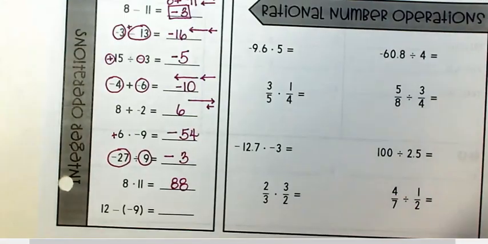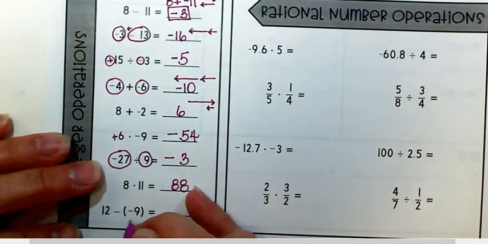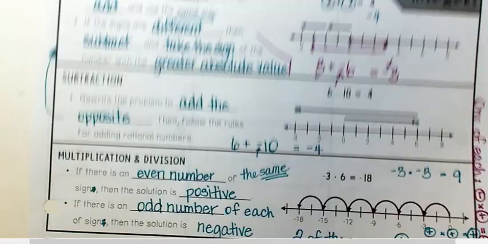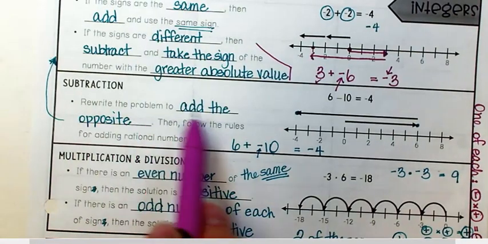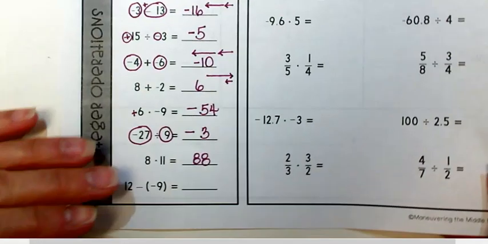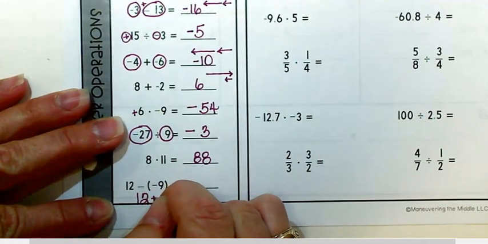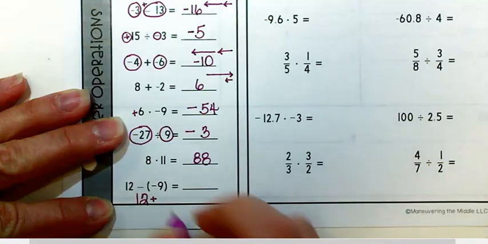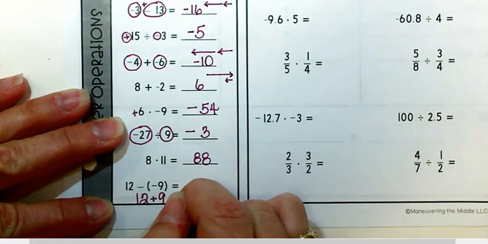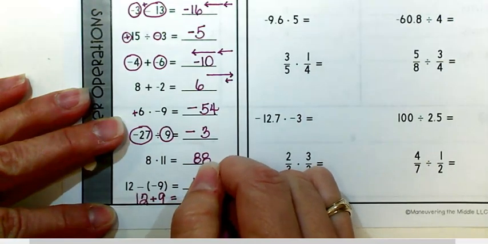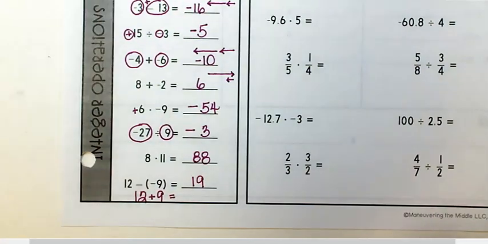Okay. This says 12 minus a -9. Go up here, rewrite the problem to add the opposite. Okay, so I'm rewriting the problem. 12 plus the opposite of -9 is +9. So lo and behold, this is really just 12 plus 9, and that is 19.